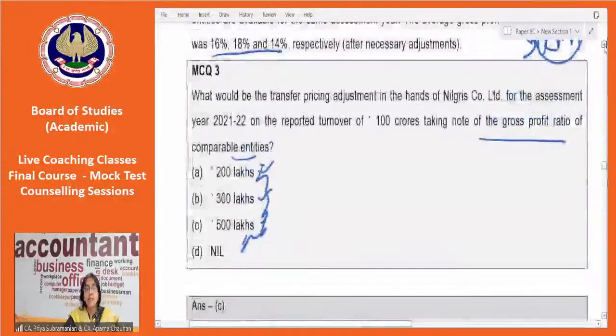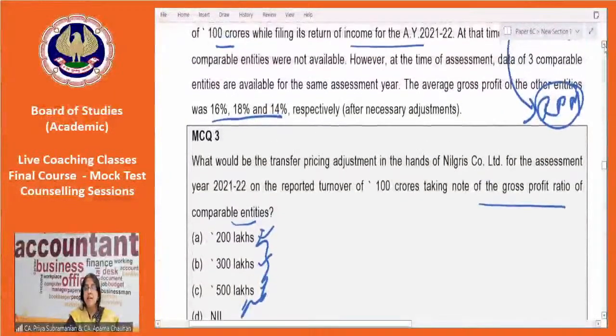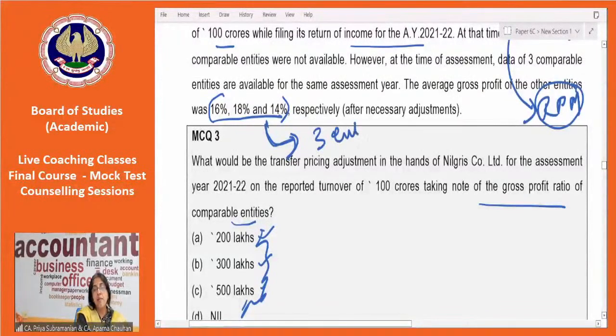So now at the time of assessment, when the current year data is available, with gross profit margins of the comparable entities given, I have to compute my ALP based on this data, even though this was not available at the time of filing. Now these 3 data are available only. It's 3 entries. For constructing a data set, I need 6 or more entries. Since only 3 entries are available, as per the TP rules, I have to take the arithmetic mean.